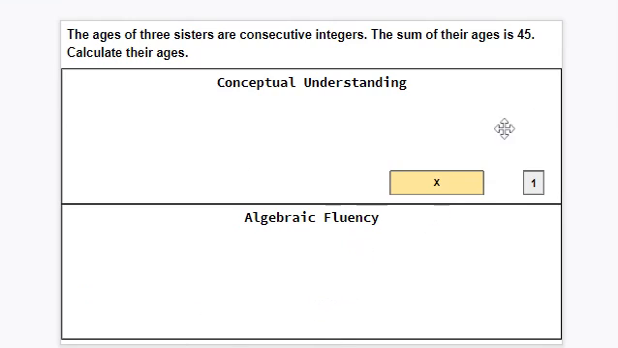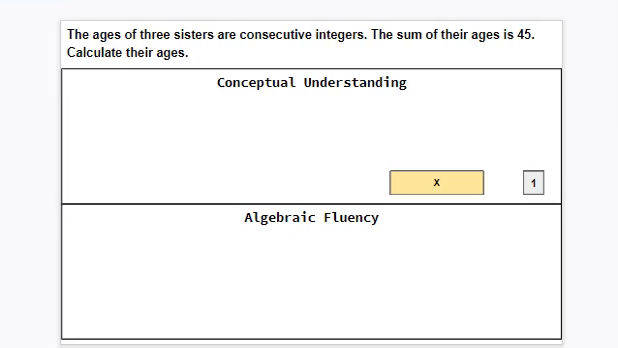Okay, so let's dive a little bit deeper now. The ages of three sisters are consecutive integers. The sum of their ages is 45. Calculate their ages. Same exact problem as before. So we're solving for the ages. That's what we don't know.